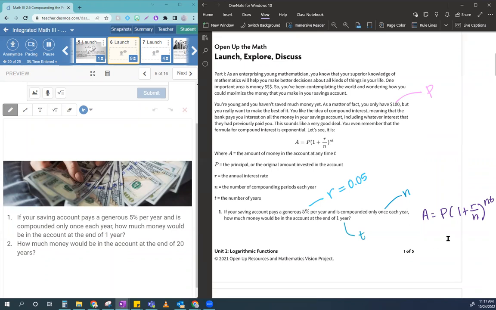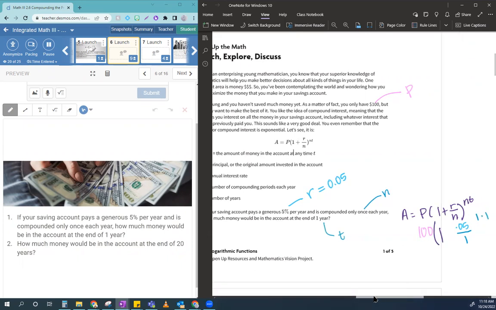Okay, so let me plug in. This is 100. And then that's 1 plus, and then this is 0.05. And then N is 1. Sorry, I'm trying to choose the same colors. And then this is 1, and then T is 1. T is that green color, times 1. And then I'm going to keep everything else the same exact color.